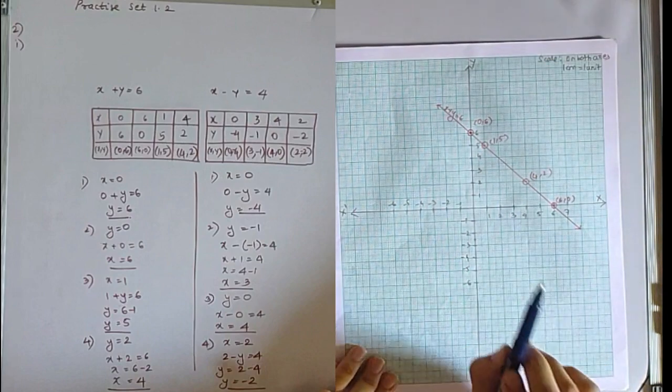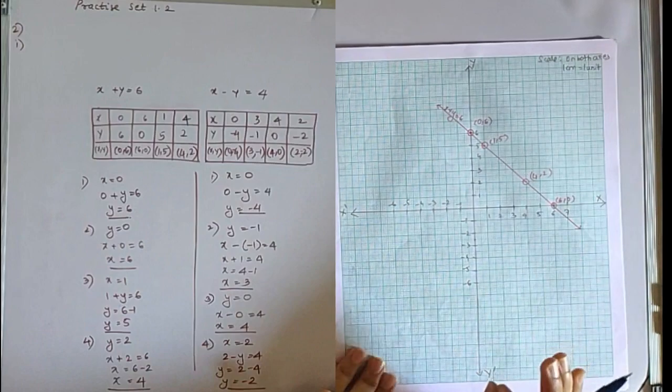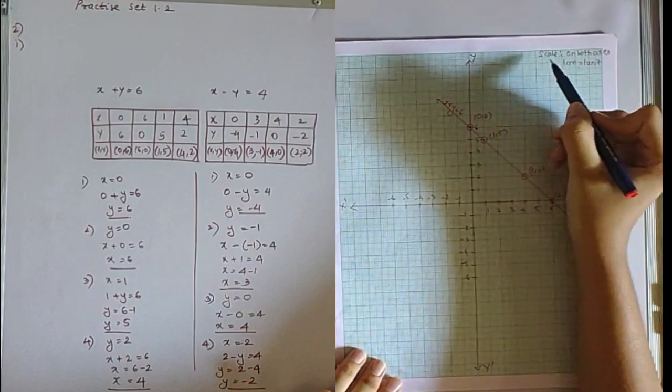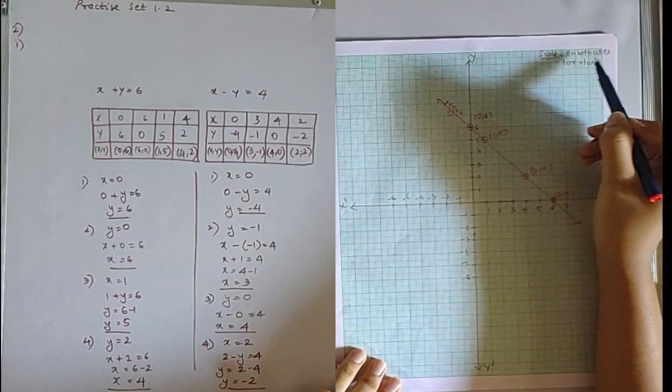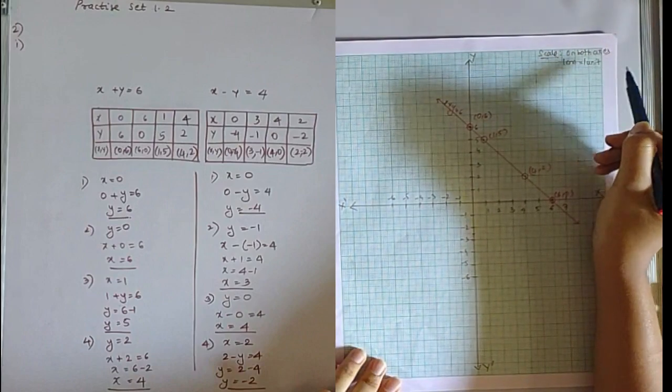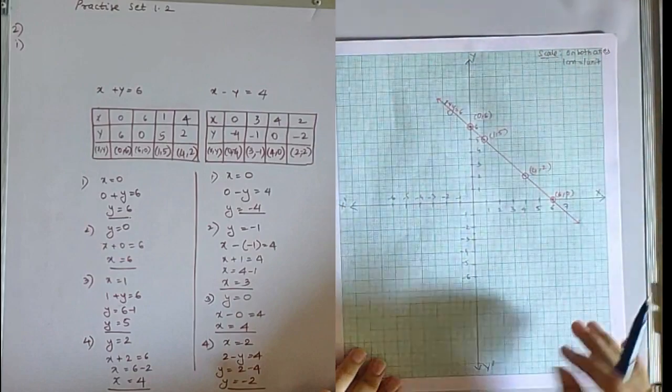Now here I am using color pens, but in your exams you need to use your pencil. Fine. And also never forget to write the scale on a graph paper. The scale says on both the axes 1 centimeter is equal to 1 unit. This part carries marks in your exams.